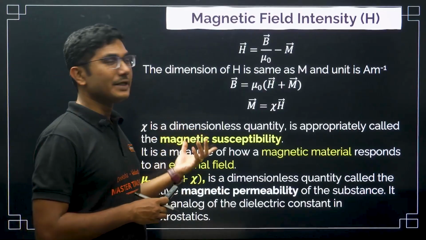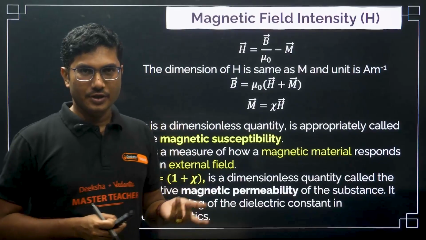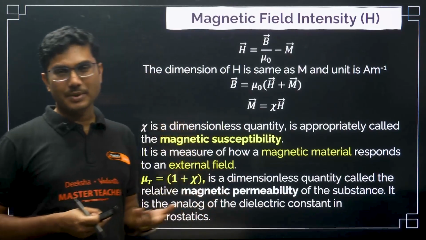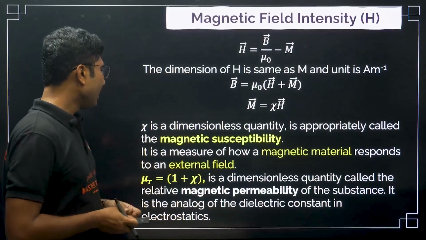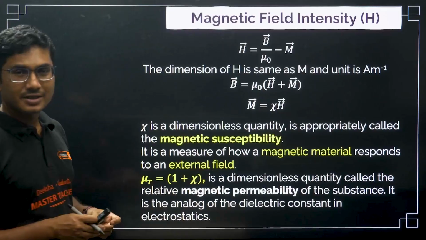Susceptibility means how easily you can get influenced. If you are susceptible, then you can get easily influenced. If you are not susceptible, then you will not get influenced easily. So this is a measurement of how a magnetic material responds to an external field.